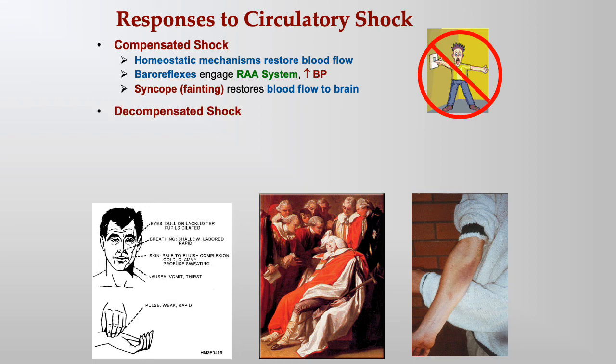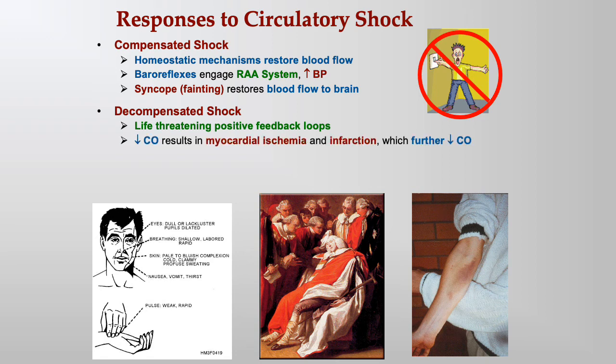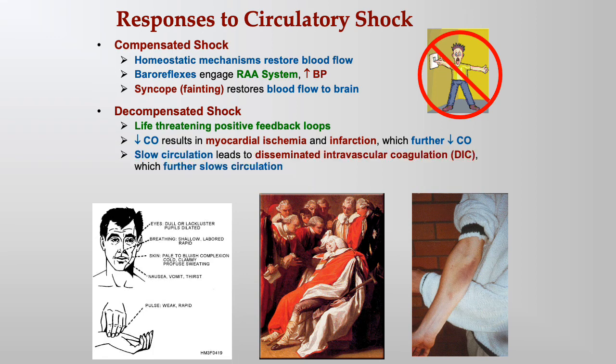Now, what happens, though, if the body doesn't respond appropriately? That's decompensated shock. Now we're talking big trouble. Life-threatening positive feedback loops. So the drop in cardiac output can result in myocardial ischemia. Your heart muscle itself is now not getting enough blood. Therefore, you get myocardial infarction. That lowers cardiac output even more. See, that's a positive feedback loop. The worse it gets, the worse it's going to get.